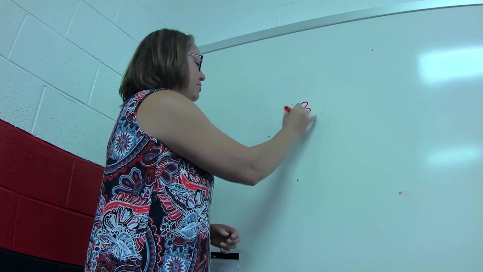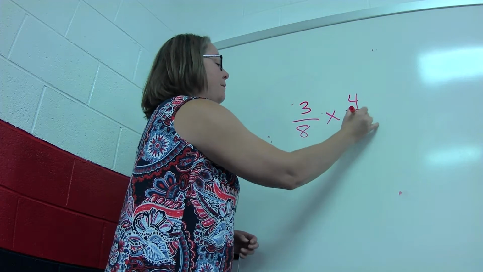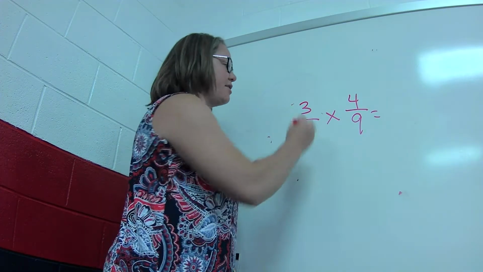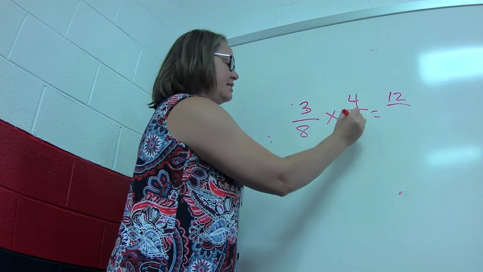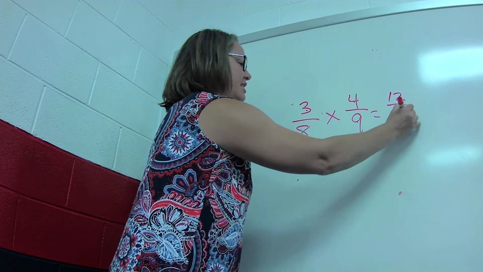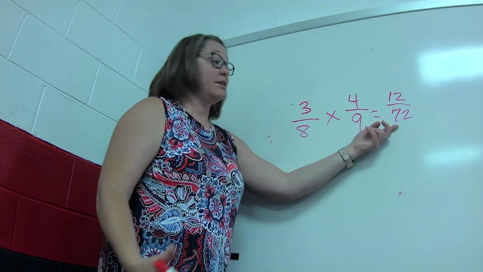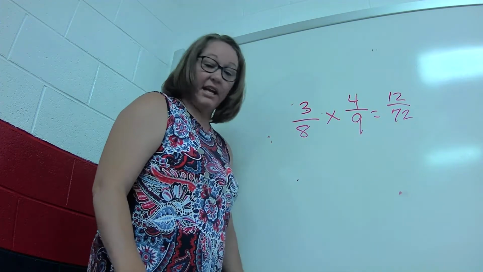Let's say we want to do 3/8 times 4/9. Now we can do this one of two ways. We can multiply straight across. 3 times 4 is 12, and 8 times 9 is 72. But 12/72s are both even numbers, so we would have to reduce those. All right, let me show you something called cancellation.